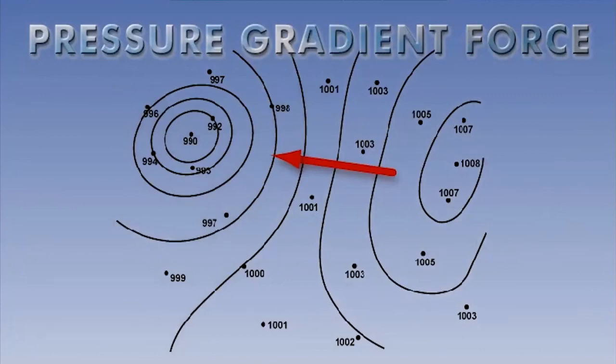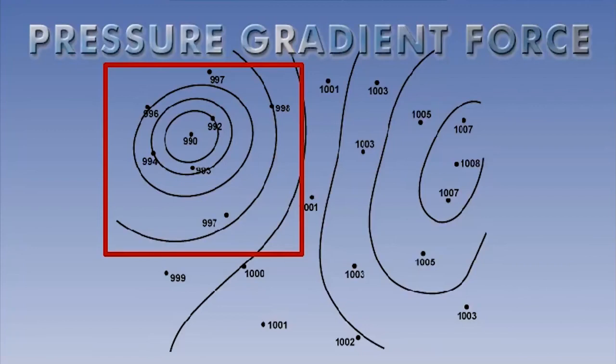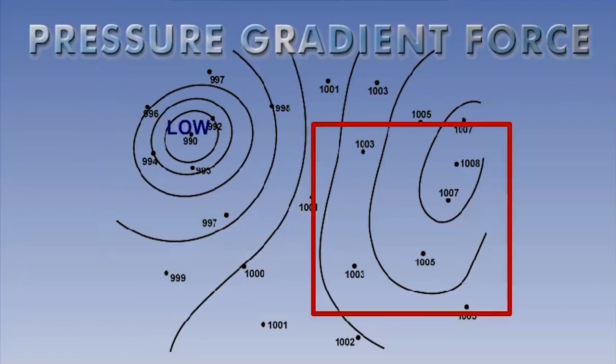How can we judge the strength of this force from a chart? Just like contours on a map showing us terrain gradient, isobars tell us the pressure gradient. Closely spaced isobars tell us that the pressure gradient force is strong. This is common in low-pressure systems. Widely spaced isobars tell us that the pressure gradient force is weak. This is common in most high-pressure systems.